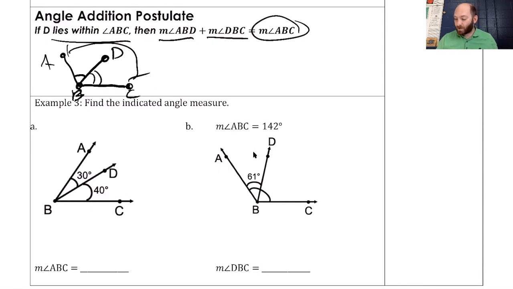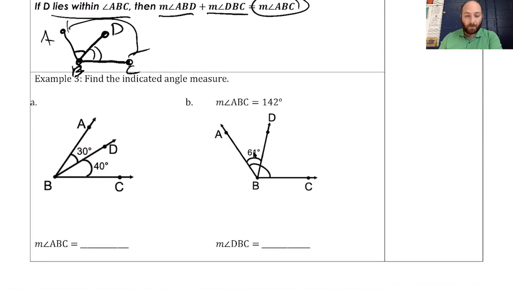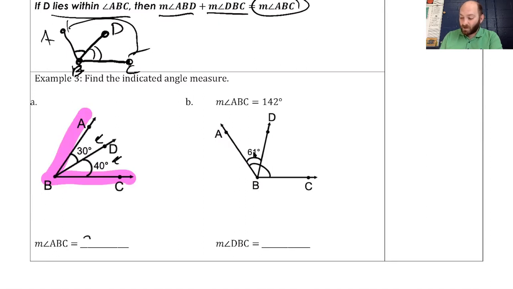So if I look at example 3 here, I want to find the measure of angle ABC. That's going to go A to B to C. This one is pretty straightforward. ABC is made up of 30 and 40 degrees, so I'm just going to add those together to get 70 degrees.